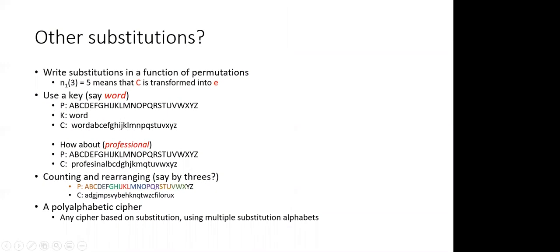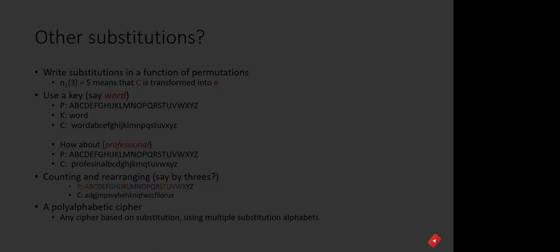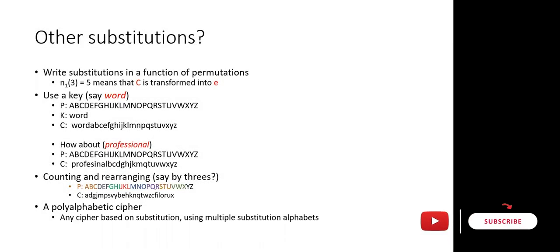We go for more complex ciphers now, and see how we can go over there. So now we have to work collectively and see what the different ciphers are. Say, write a substitution in the function of permutation. There is a difference between substitution and permutation.